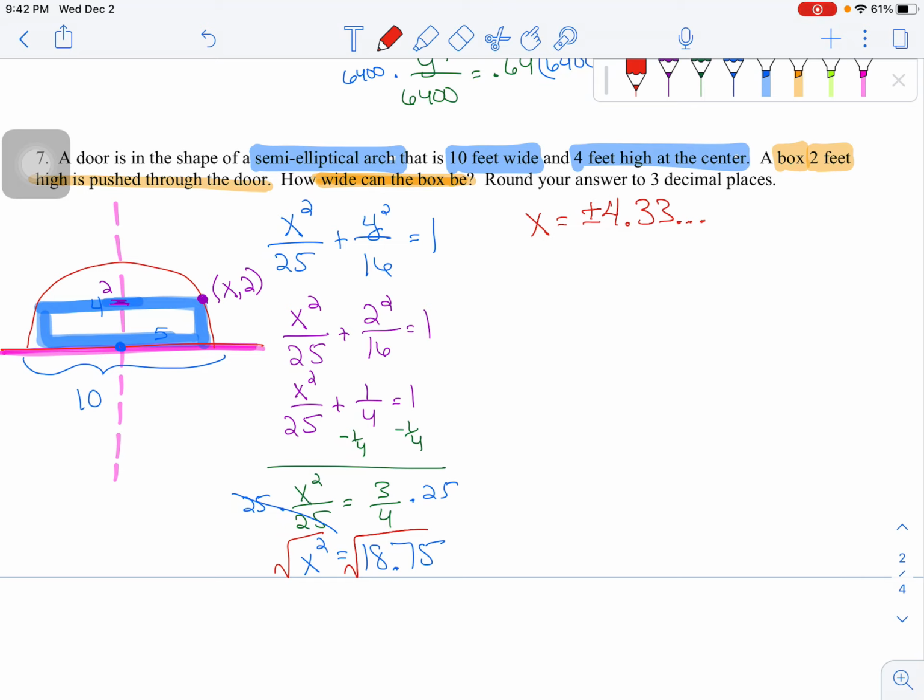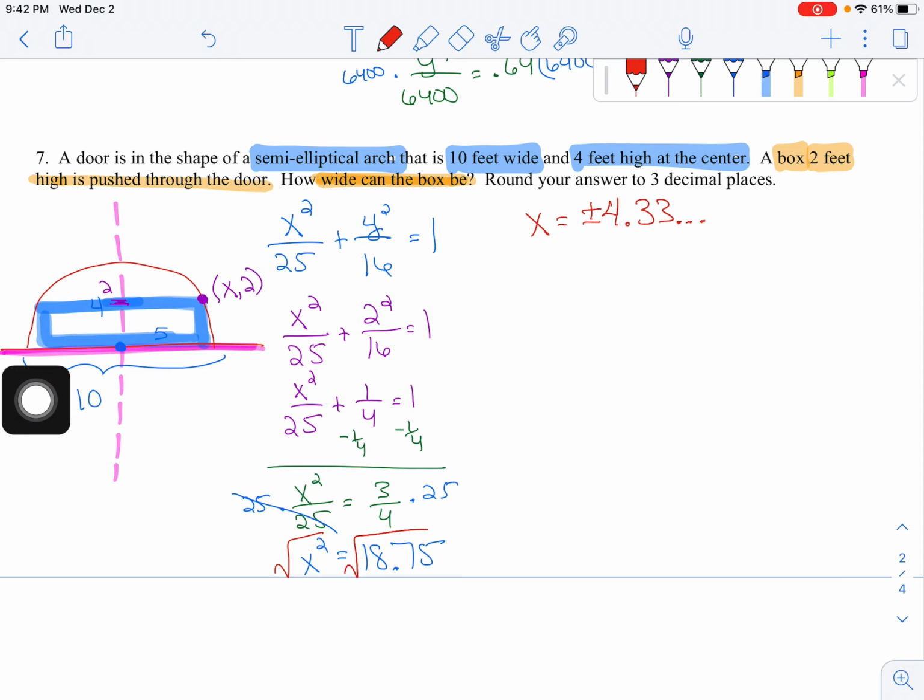So 4.33. And there's some more stuff after that I'm just going to leave for right now. So if I look at my image, right, this tells me that this point right here is 4.33 units from the y-axis. So it could be 4.33 feet wide on half of the box. Remember, this box is also going to go into the negative x values here. And so this point over here would be the positive 4.33. This point would be the negative 4.33.